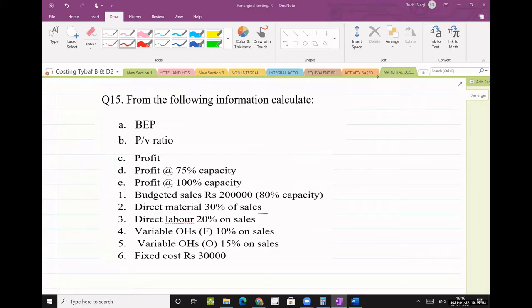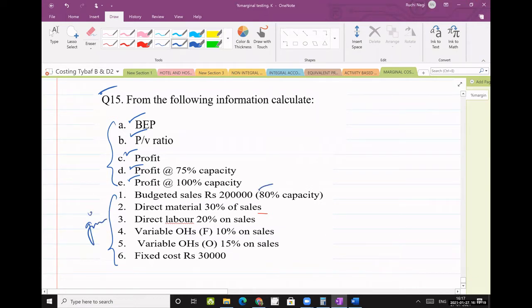Yeah, question number 15. From the following information, calculate BP, PV, profit, profit at 75% capacity, and profit at 100% capacity. So these are all the items that you have to find. Now, what is given in the question? These are the given elements in the question.